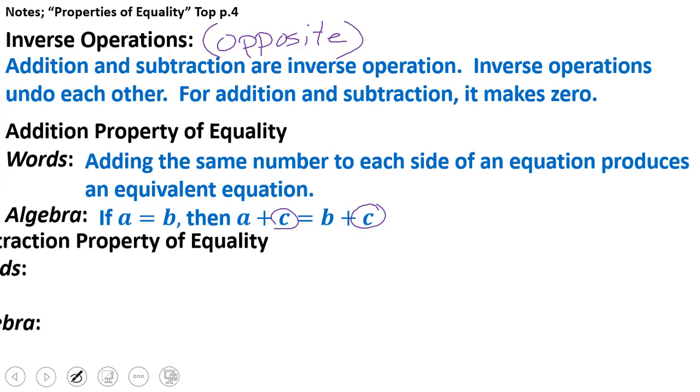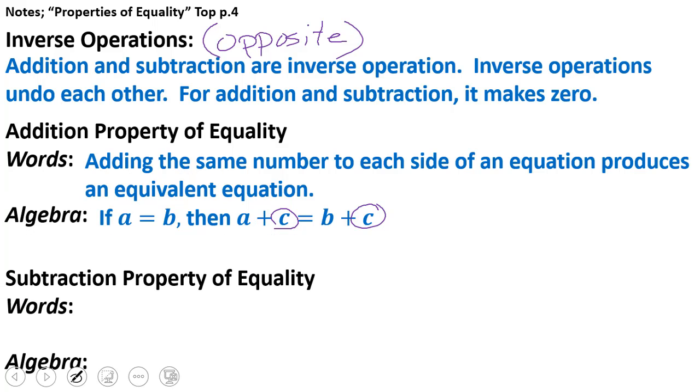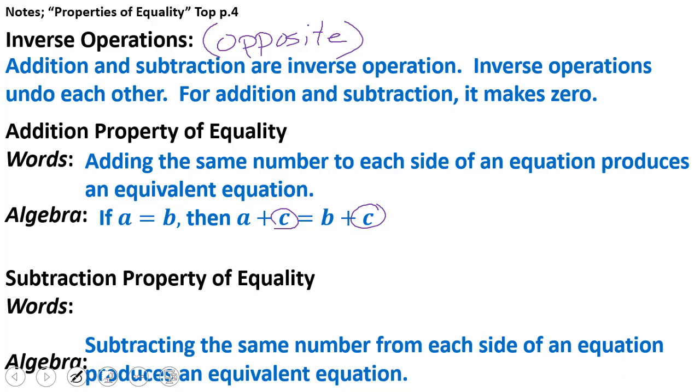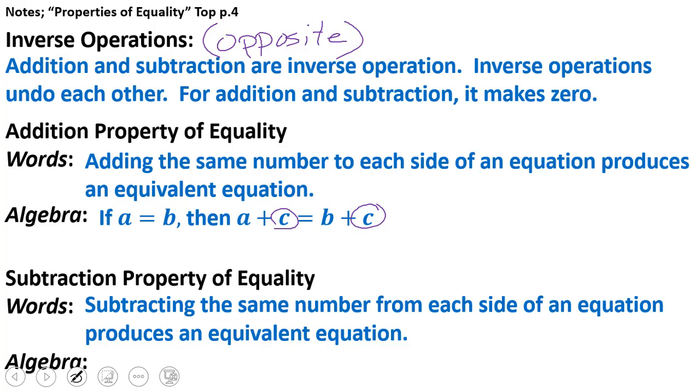Now, it's so important, the subtraction property of equality. The subtraction property of equality is the opposite of the addition. It says I can subtract the same number from each side of an equation to produce an equivalent equation. In other words, if A is equal to B, then I can subtract C this time from both sides, and I will produce an equivalent equation. So those properties of equality allow us to use inverse operations.